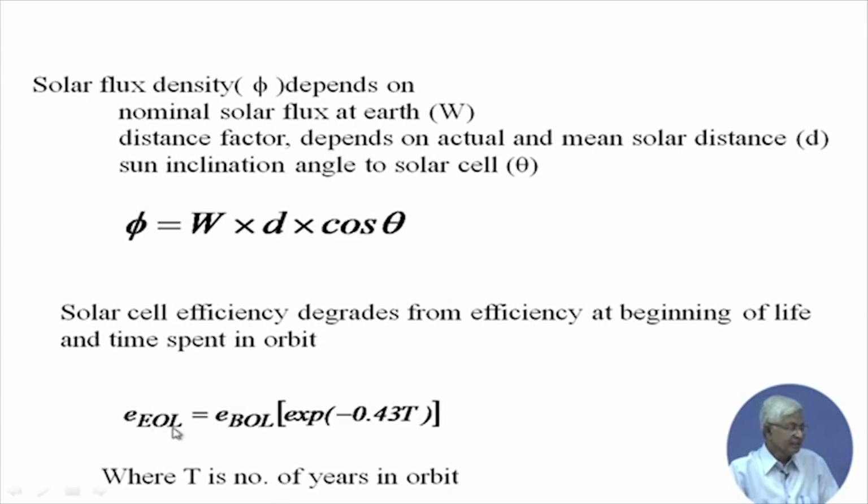So therefore, there is another expression, a model, in which the efficiency at the end of life, EOL, is equal to the efficiency at beginning of life multiplied by the exponential of minus 0.43 of the number of years it has spent in the orbit, because when it is in the orbit, it is facing a different type of environment. So as time passes, the end-of-life efficiency will be reducing.